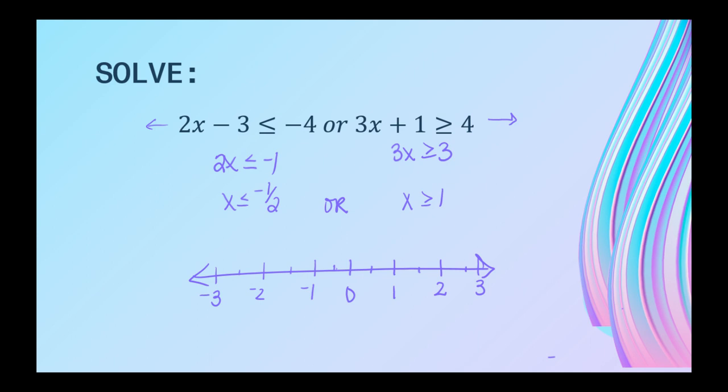So I'm going to put a closed circle at negative 1/2. And I'm going to draw my arrow to the left because I'm talking about numbers that are less than that. And then I'm going to put another closed circle at 1 and draw an arrow to the right because I'm talking about numbers that are greater than or equal to 1. Hopefully this is making sense for you.